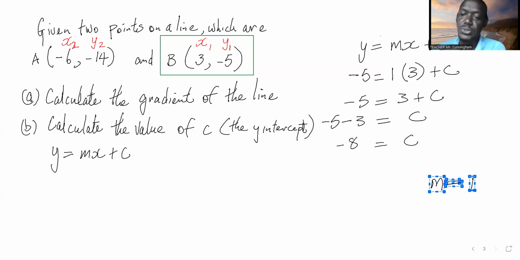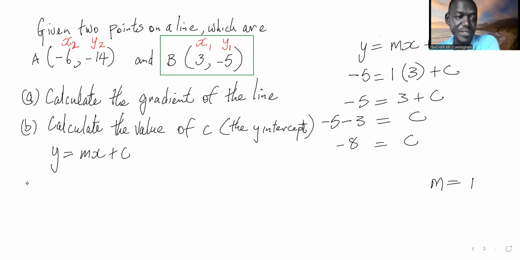Good evening again. I gave another question and paused the recording. We found the gradient equal to 1, and we worked out what C was. So C is -8. I hope this is the question that I had paused the video on.